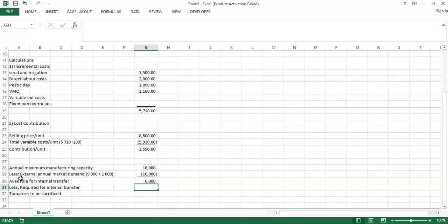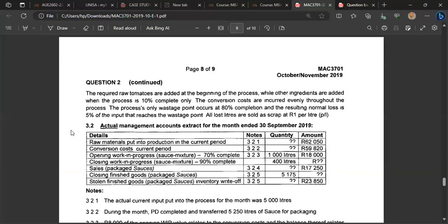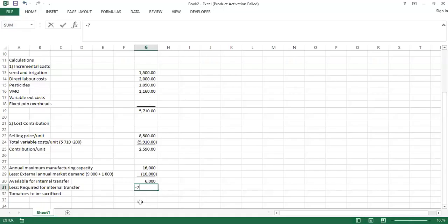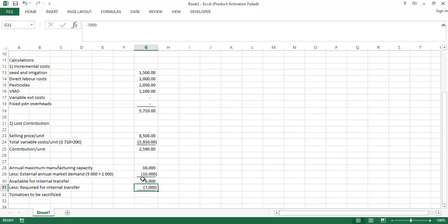Okay, basically here we are putting in everything that is on the external demand, right? But let's complete it and then we will see once we are done with it. And then less what is required for internal transfer. Let's see now. How much do they want? They want 7,000 there. Right, so which means we want to transfer 7,000, but we only have 6,000 available after this.